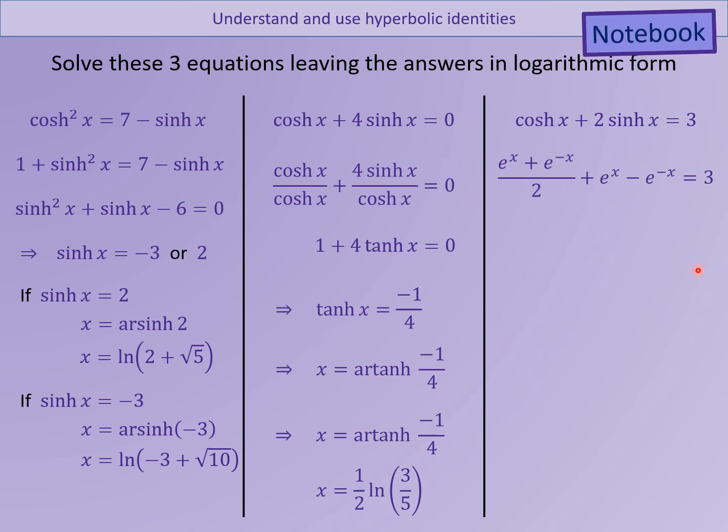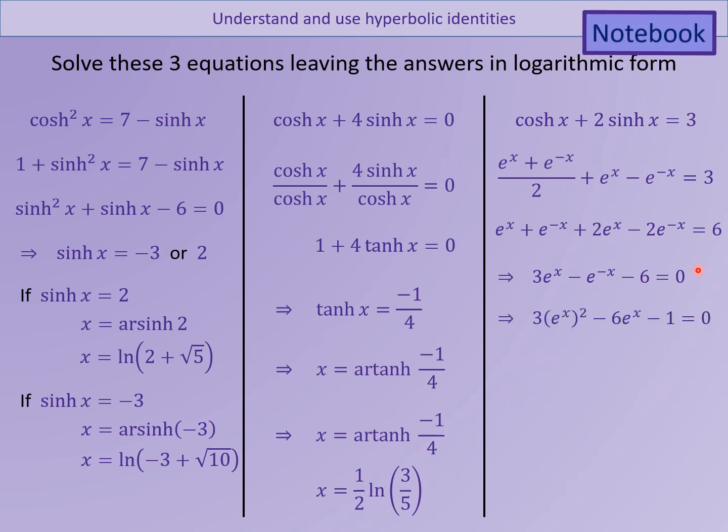We can now simplify this down. We can multiply by 2 to get rid of the 2 on the denominator, and simplify this down to give us 3e to the x minus e to the minus x minus 6 equals 0. We want to turn this into a quadratic equation in terms of e to the x, so we're going to multiply through by e to the x.